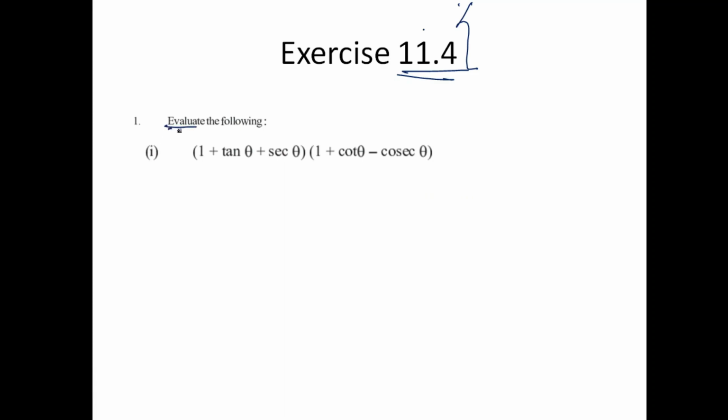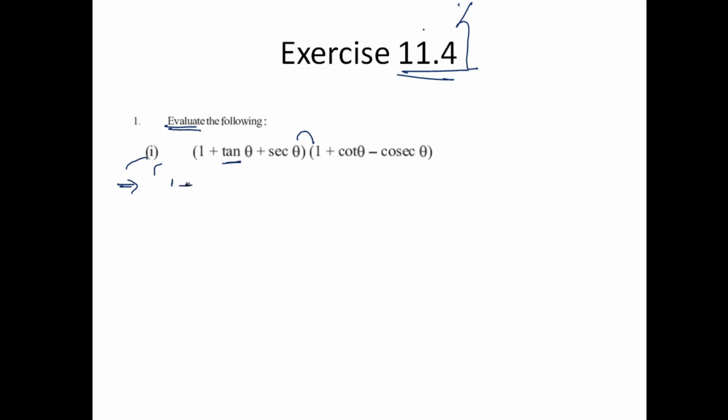Evaluate the following. You need to find the answer for this expression over here. So let's see how we do that. Quite simple. You need to do this product. As you are able to see here, you have a product here. Before that, let me write them in a simpler format.